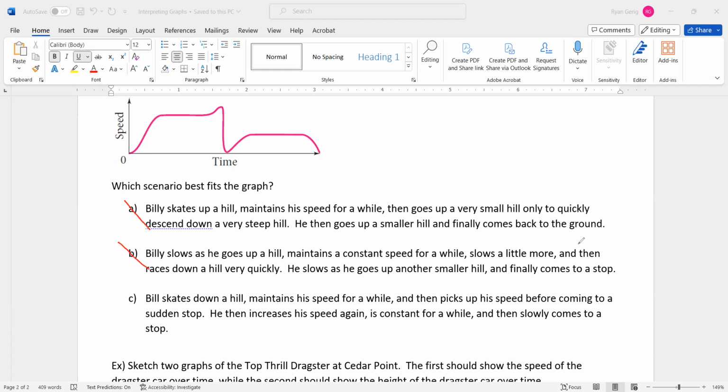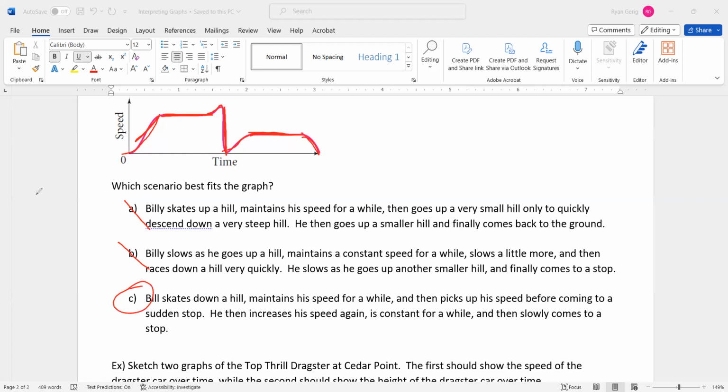Billy skates down a hill, maintains his speed for a while. Skating down a hill is going to increase your speed, right? Yes, it looks like you're going up a hill, but you're not. You're going down a hill, which is going to increase your speed. You maintain your speed for a while. That's this part. And then pick up speed again. Yep, that's going up a little bit. And then a sudden stop. He then increases his speed again, is constant for a while, which is what you see here, and then comes to a stop again. So C is our right answer here.